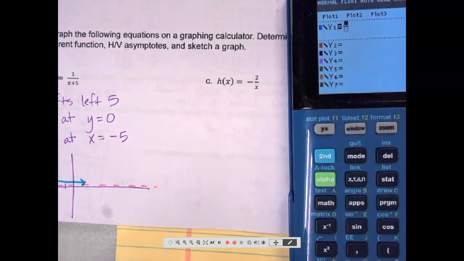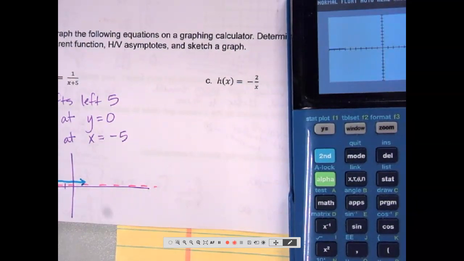Got it ready? You're ahead of me. And push the graph key. So maybe you can kind of tell that it's been stretched a little away from the origin. That's where the 2 comes in. Like I said, not very noticeable. Did it shift left or right? No. But it did flip over the x-axis, didn't it?